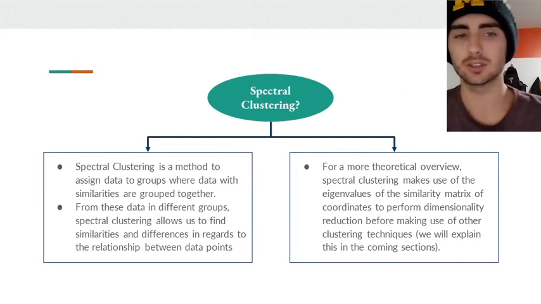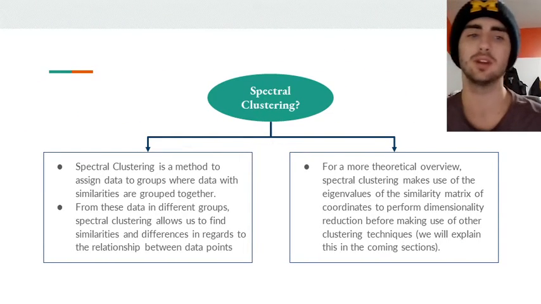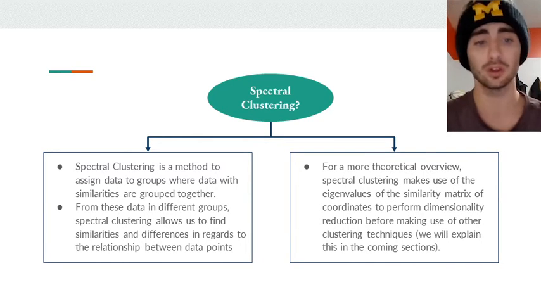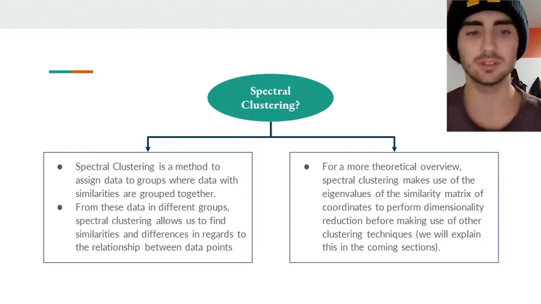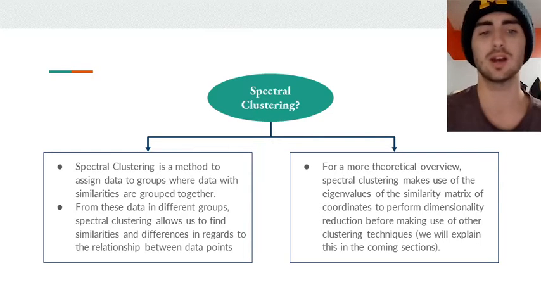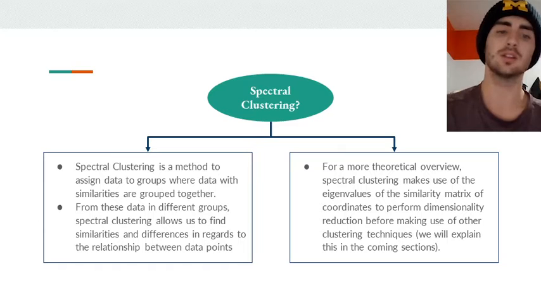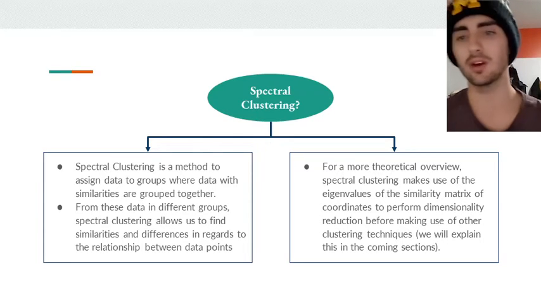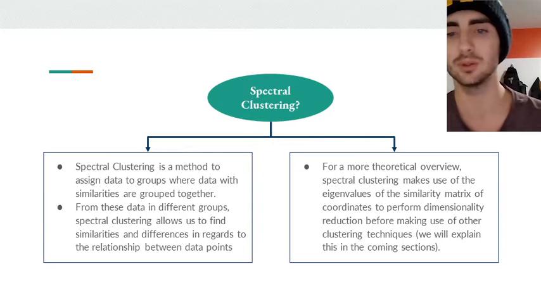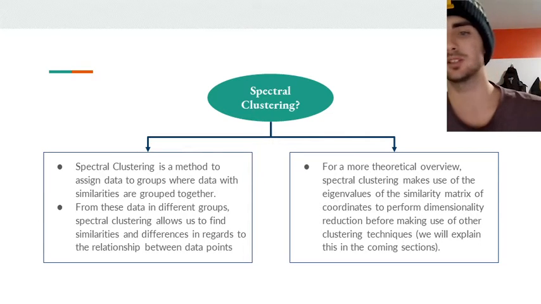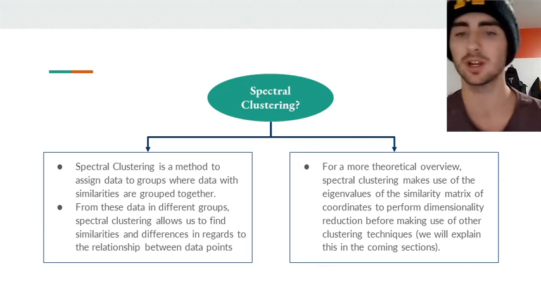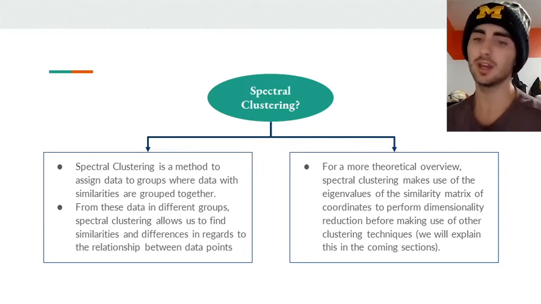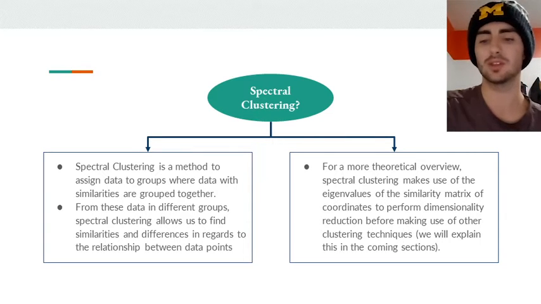So what is spectral clustering? Spectral clustering is a method in which we assign data to groups based on similarities. From these groups, spectral clustering allows us to find differences in the relationship between data points. For a more theoretical overview, spectral clustering makes use of the eigenvalues of the similarity matrix of coordinates to perform dimensionality reduction before making use of other clustering techniques. We're really going to explain this as we go through the rest of the sections.